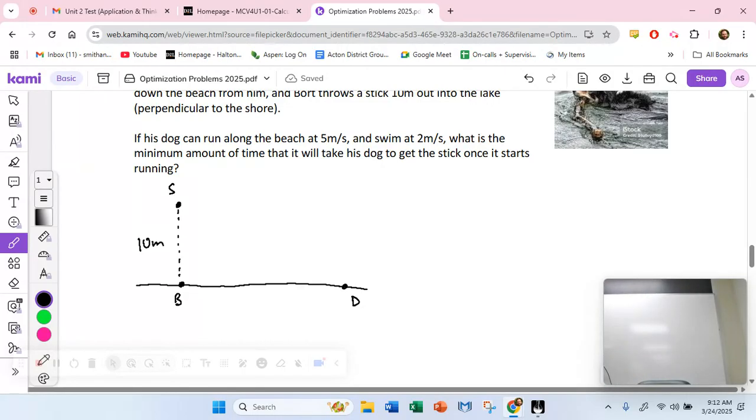And the dog really wants the stick. So the dog wants to get there as quick as possible. Now the dog can run along the beach, and this is true for anybody. Most people can move along dry land faster than they can swim. So the idea is the dog can run along the beach. The dog could run all the way to Bort and then swim out and get the stick. Or the dog could maybe jump right in the water and swim directly there. Or the dog could run part way and then swim part way. Which one of those options is the fastest and minimizes the time to get to the stick?